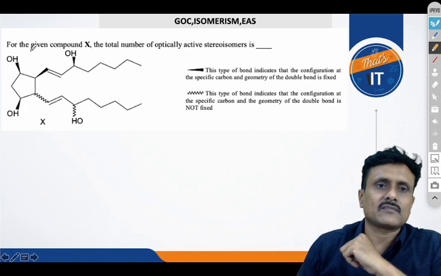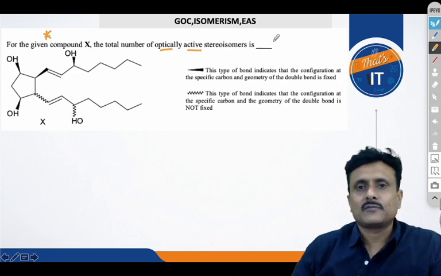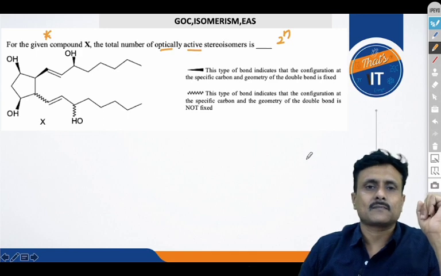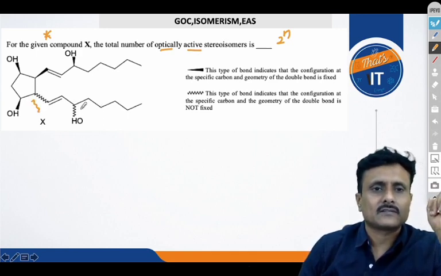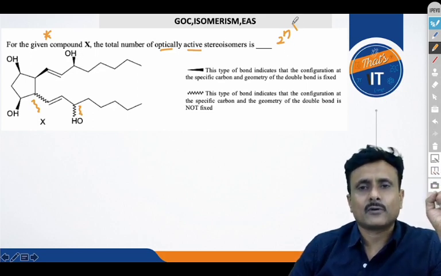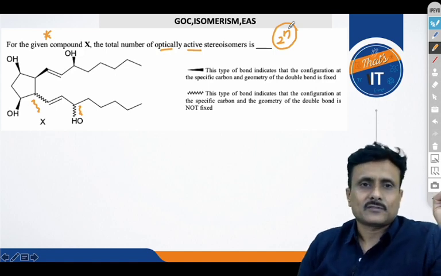You can see that you are given a compound and you have been asked to find out the total number of optically active stereoisomers. And we usually adopt this formula if the compound is unsymmetrical. Like you can see the configuration of this is not symmetrical. It is unsymmetrical, so we can follow this formula to find out the number of optical isomers, isn't it?